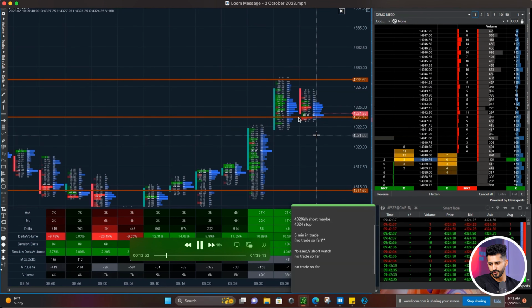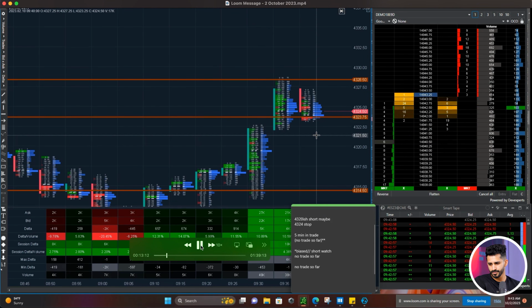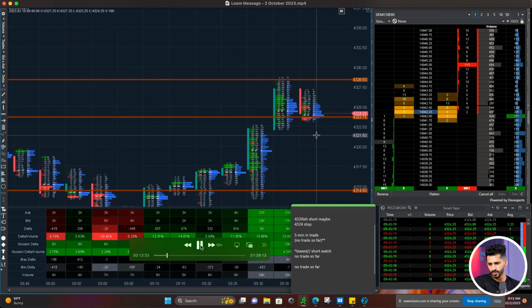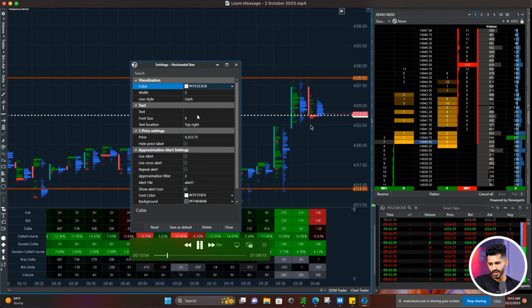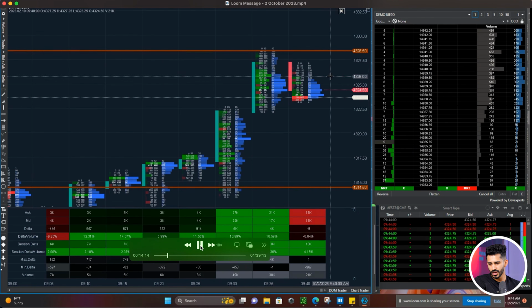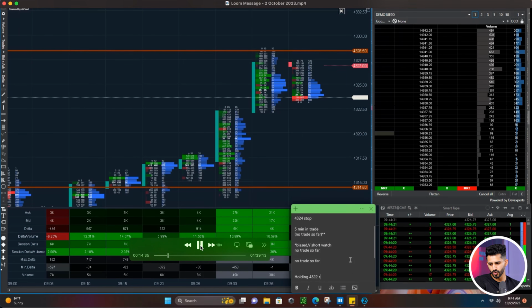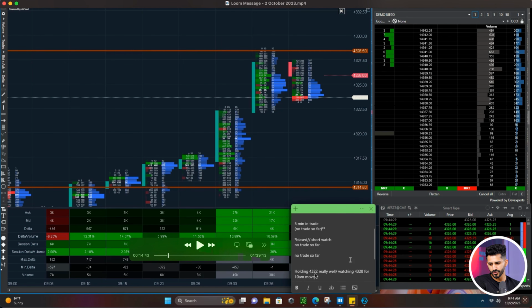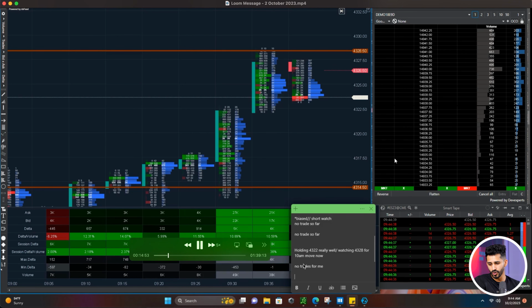See, we keep going above that. I want to see us hang around this area once again, just to be in 22s. And then for me to possibly get a short there. Holding 43.22 really well, watching 43.28 for a 10 a.m. move. Right, so as you guys seen, I have no trade so far.